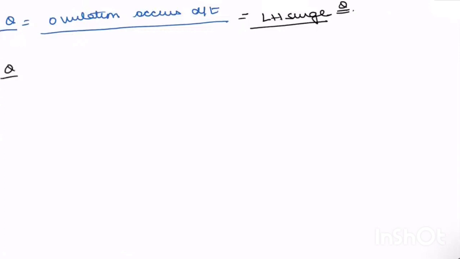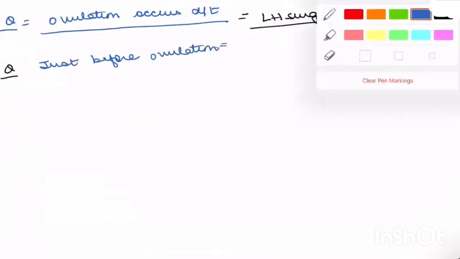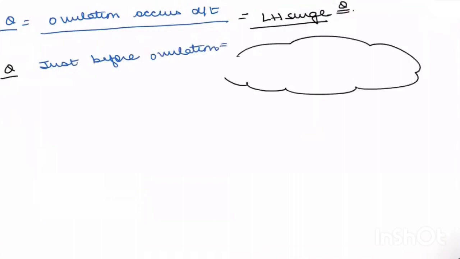Another very important question. Just before ovulation, please remember, there is both LH plus FSH surge. लेकिन ओव्यूलेशन होता है ड्यू टू LH सर्ज. But before ovulation, there will be LH and FSH surge. Clear?